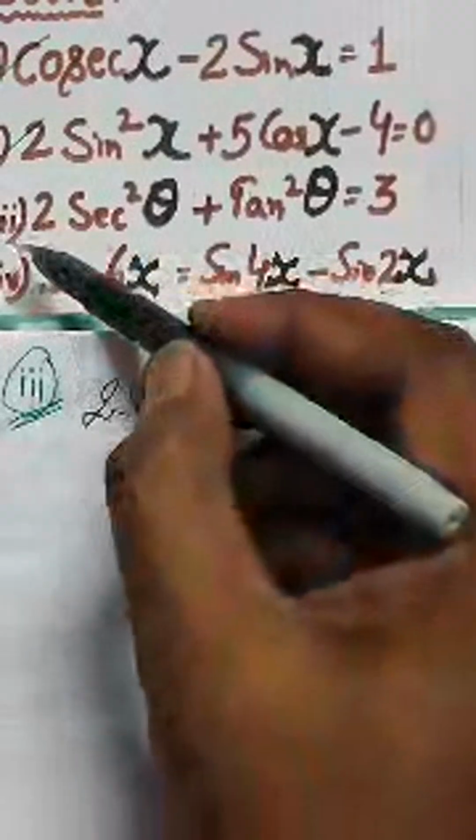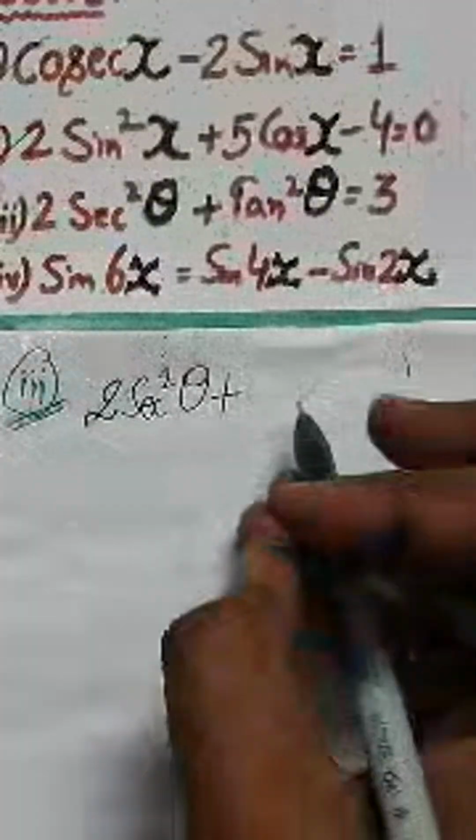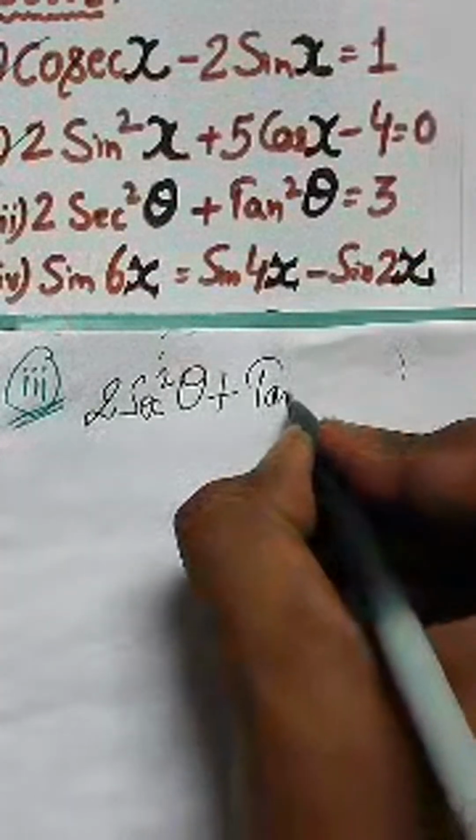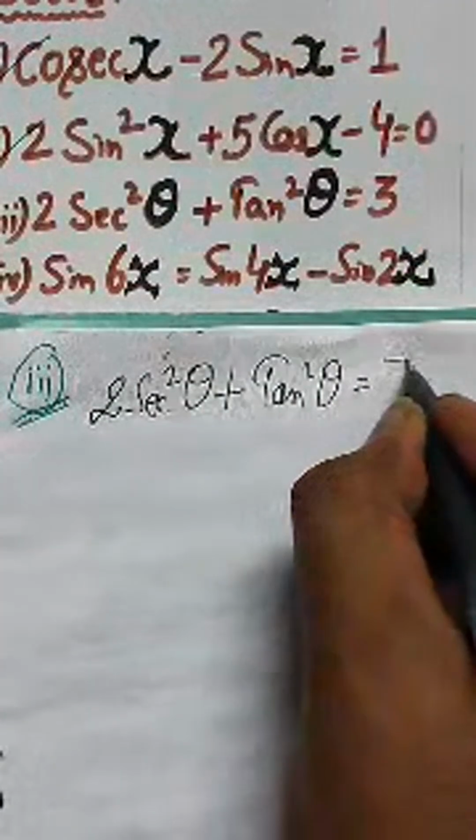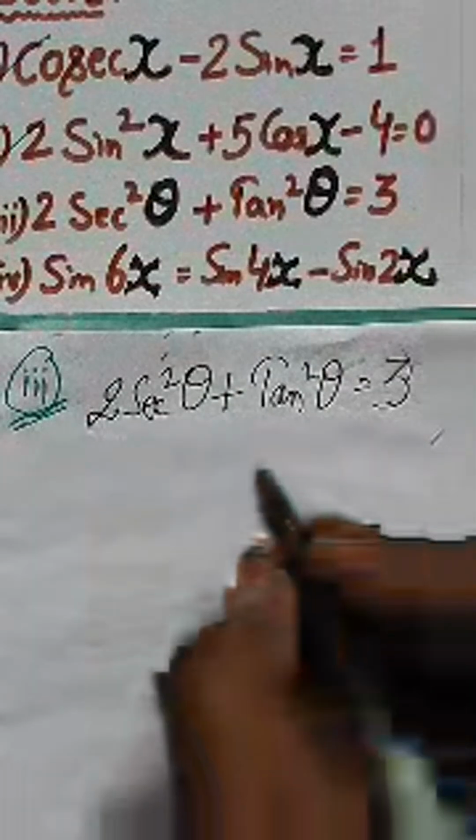So let us solve today's question, whatever the 4 questions which we have taken for today. The third question which we are trying to solve now is 2 sec square theta plus tan square theta is equal to 3, right? This is the question.